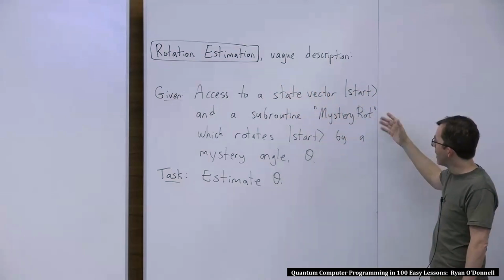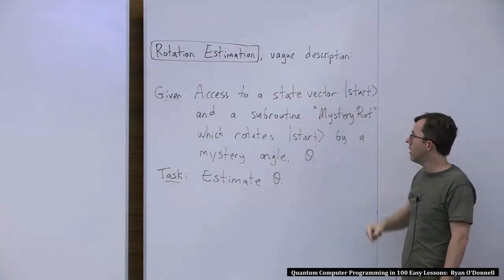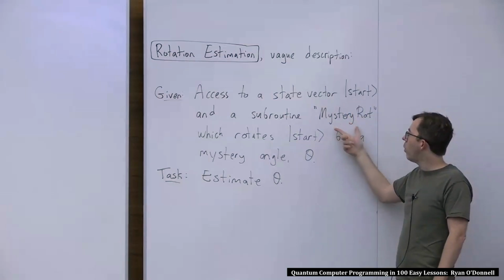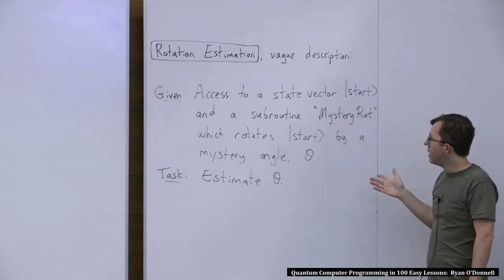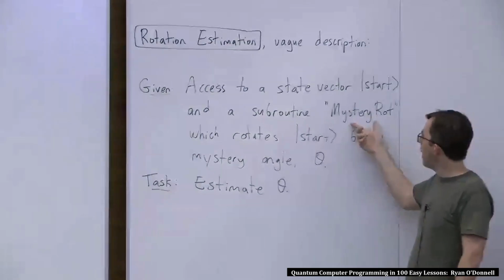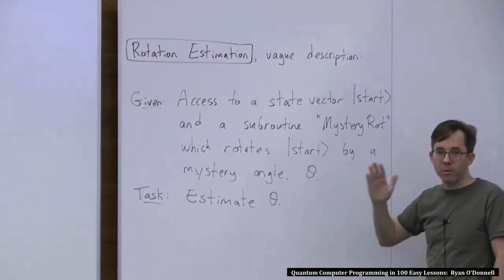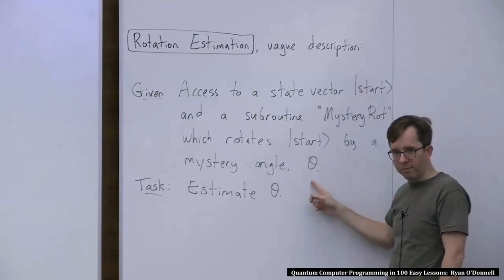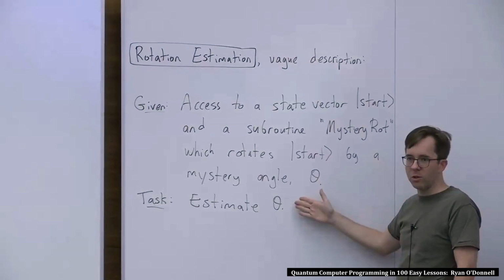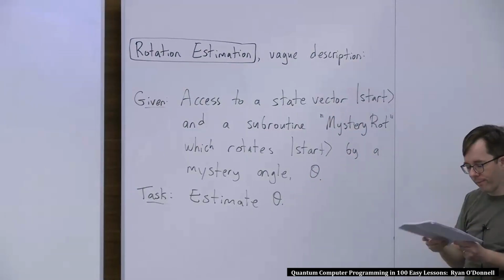You imagine you get access to some state vector, which I'll call ket start. And you also have access to a quantum subroutine, which I'll call mystery rotation. And you maybe know that if you were to apply mystery rotation to this vector start, it would rotate it around some two-dimensional subspace by some mystery angle theta. And your task is, given this stuff, to figure out roughly what theta is.